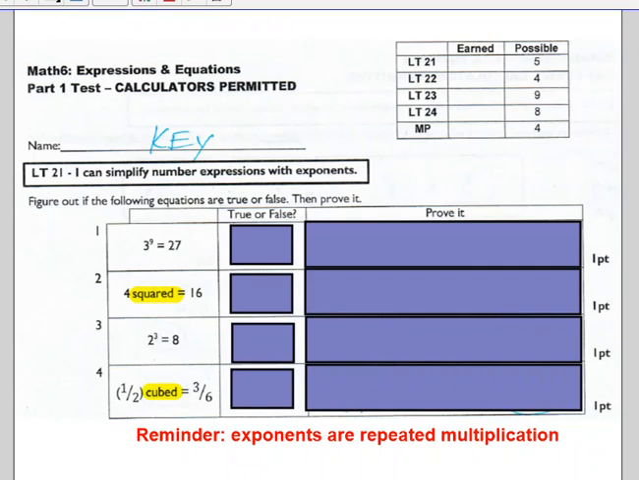All right, this is the answer key for the Math6 test on expressions and equations. So you want your test in front of you, you want something to write with, you might even want your corrections sheet with you right now because you can fill that in as we go along. Remember, on the corrections sheet, everybody needs to complete that.